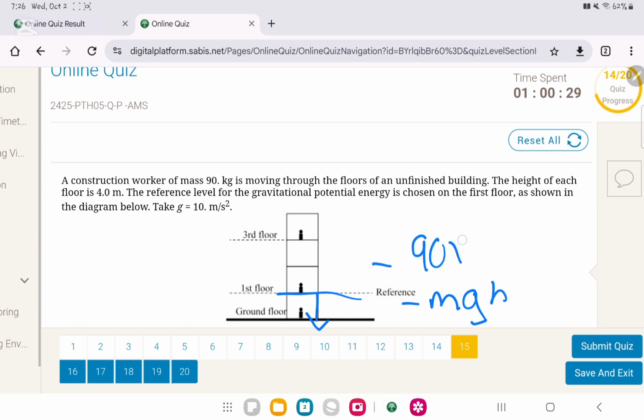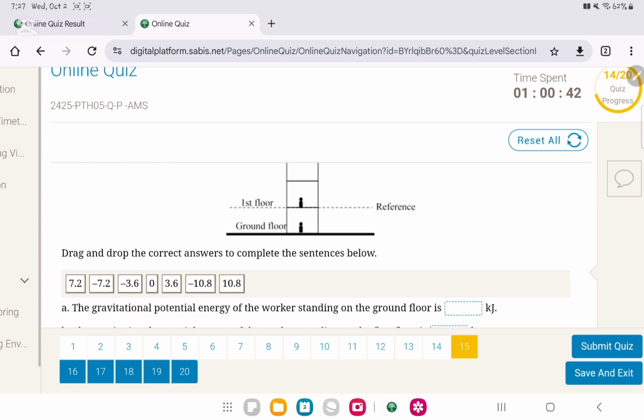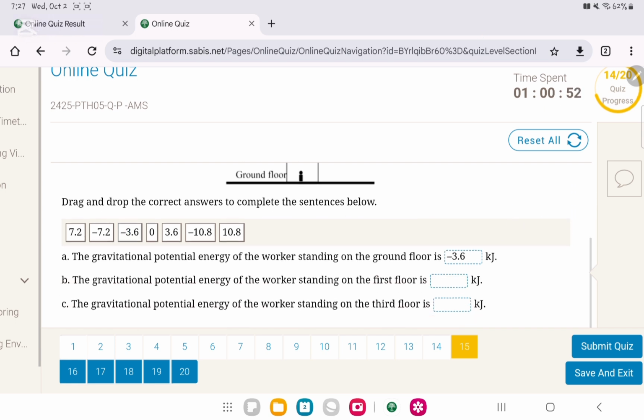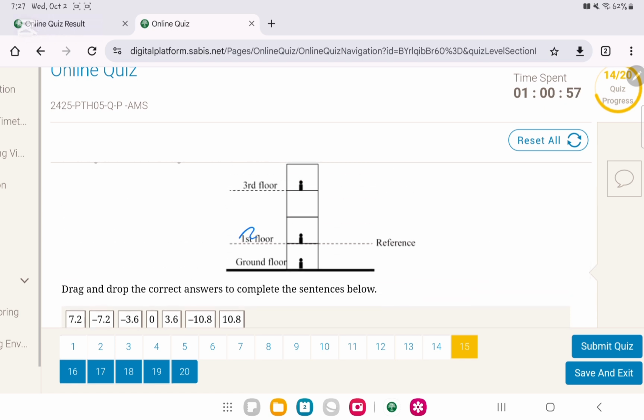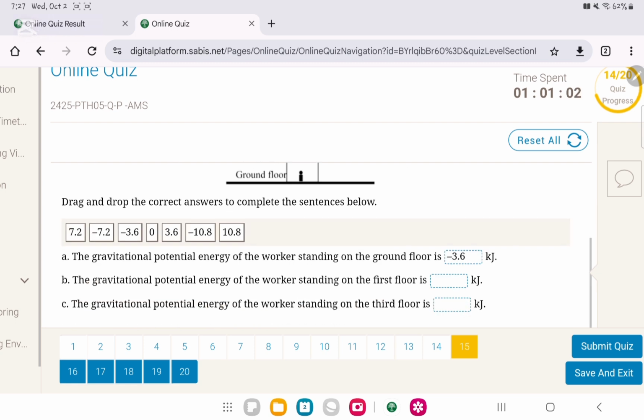So minus 90 times 10 times 4. It's gonna be minus 3,600. But if they want it in kilojoules, we're gonna do minus 3,600 divided by 1,000, and we're gonna get minus 3.6 kilojoules. Now the gravitational potential energy of the worker standing on the first floor. We said the first floor is the reference level, so the GPE is 0. Directly, we put his GPE as 0.